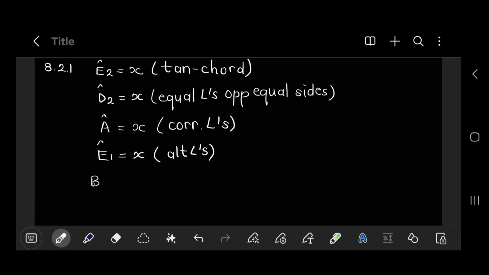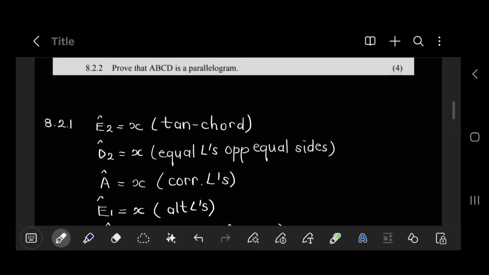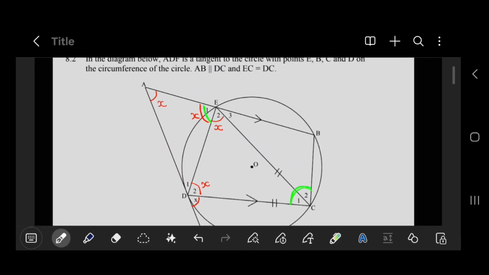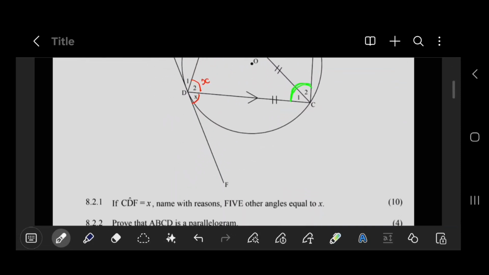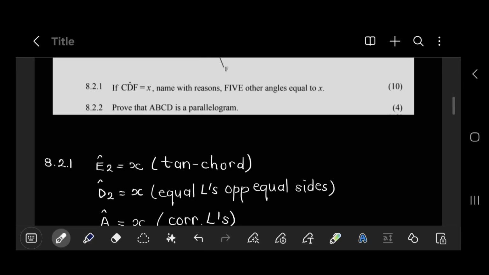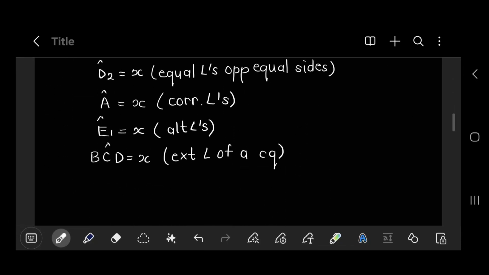So we now say angle BCD is equal to X, and our reason was exterior angle of a cyclic quad. But remember, it was angle E1 that was the exterior angle. But this is the theorem that we used to get it, okay? So it doesn't necessarily mean that BCD is the exterior angle. It just means that this is the theorem that was used to get BCD being equal to X.